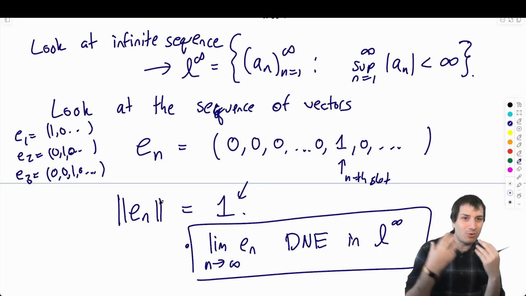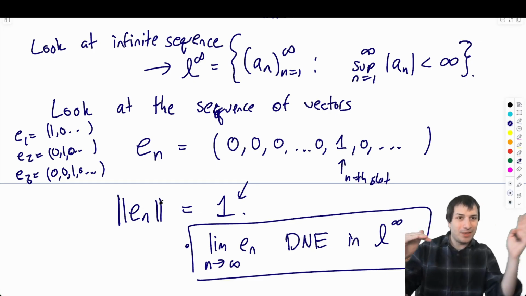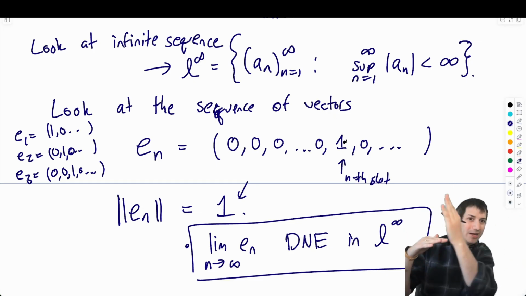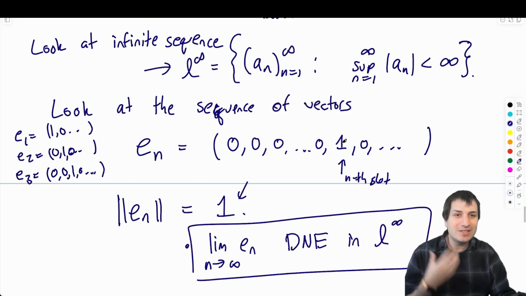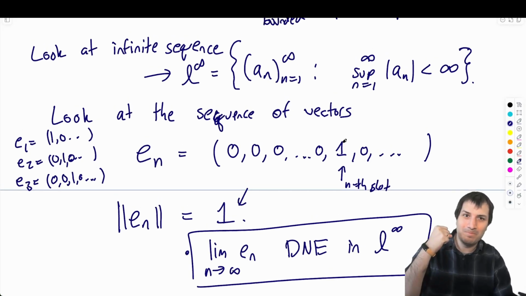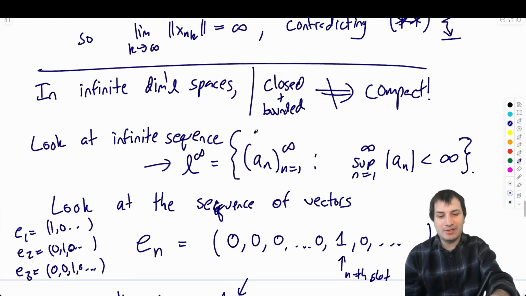And again, this is a version of that sliding spike example that we saw, right? It's a spike in the nth component of size 1, and that spike slides out to infinity and ruins the limit. So this is, I think, the most basic example. You should really learn this one of closed and bounded does not imply compact.